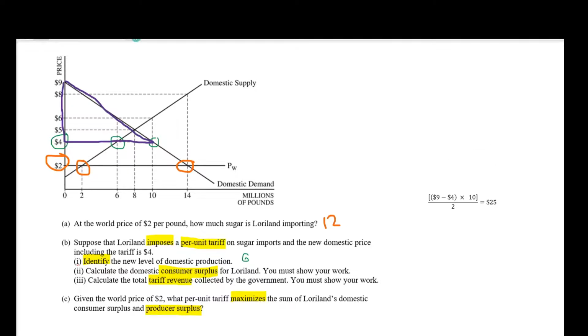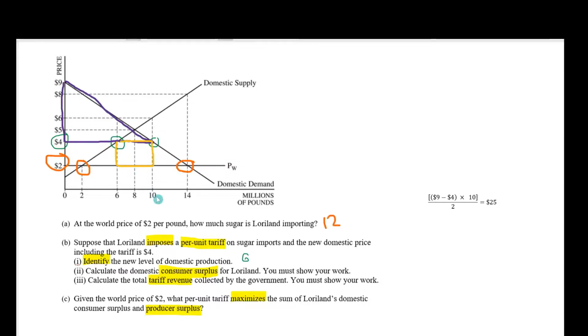So the tariff revenue is going to be the value of the tariff multiplied by the number of units that are imported. So let's just draw that on the graph first, and then we will see what the calculation looks like. So we know that the domestic producers are going to be supplying 6 million pounds with the total price of $4. The difference between the world price and the new price is $2. So it's going to be a vertical distance of $2 multiplied by the number that is imported.